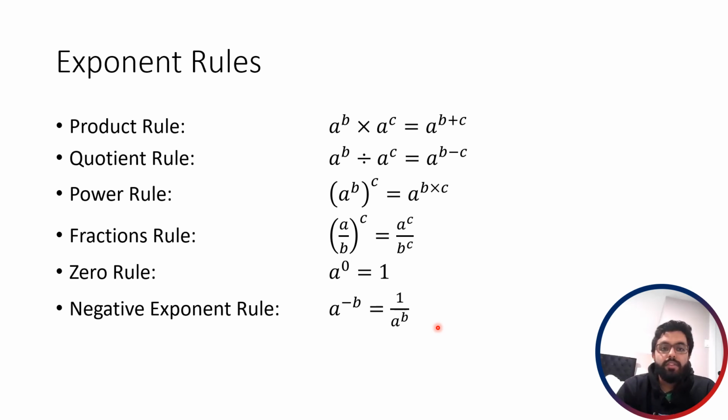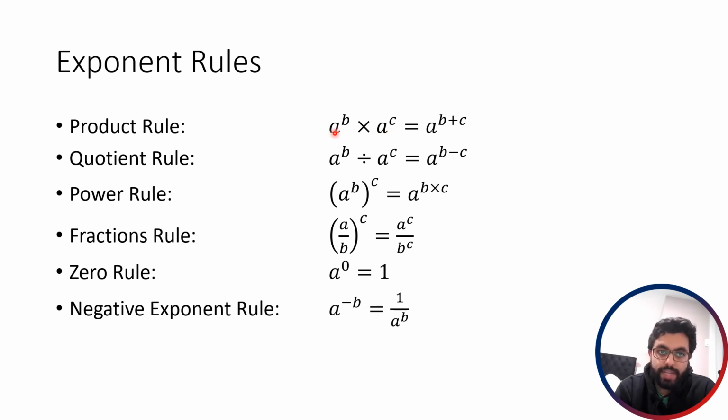So in the first line, we've got the product rule. Product is just the answer to a multiplication question. So that's telling you that if you've got two powers, like a to the b and a to the c, a to the exponent b and a to the exponent c, and they're being multiplied together, you're going to get a product as the answer, because that's the answer to a multiplication question. So a to the power b times a to the power c.